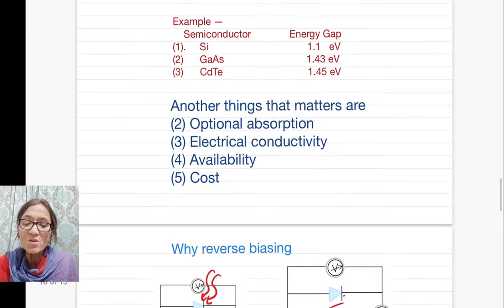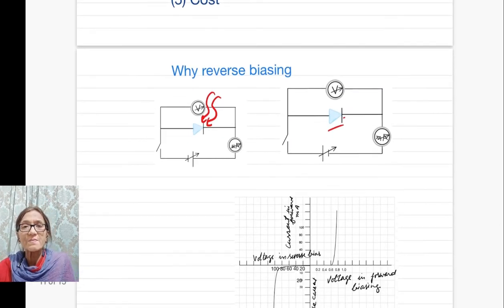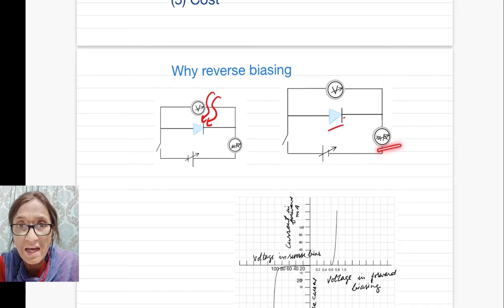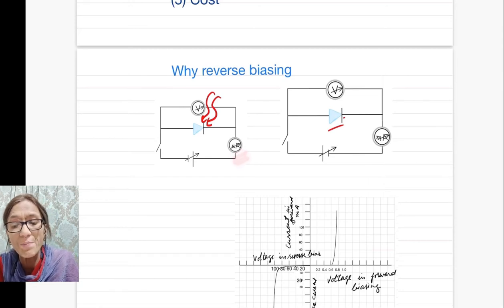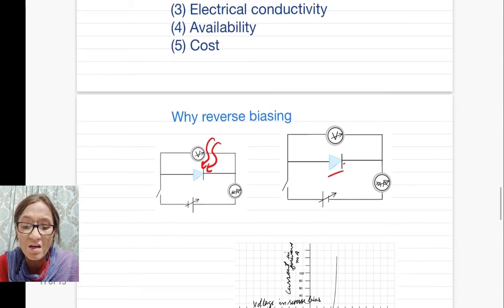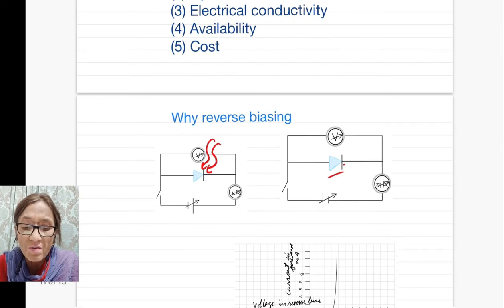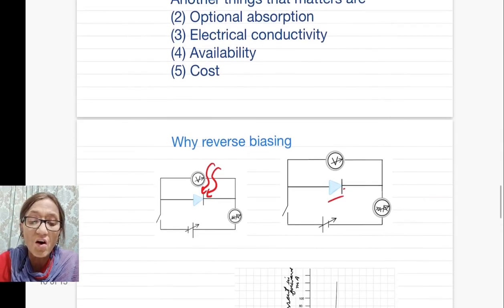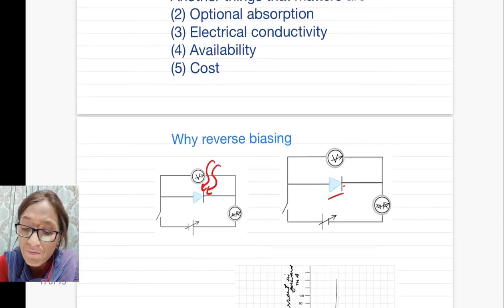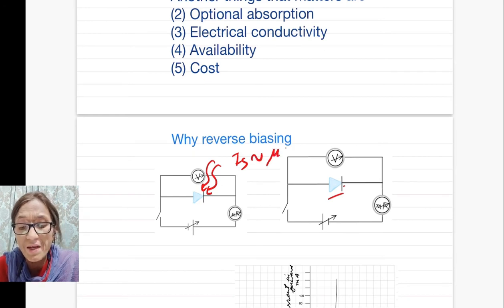Now, the next question is why reverse bias? We know that in forward bias we have current of the order of milliampere. In reverse bias we have current of the order of microampere. Now these EM radiations create short circuit current of the order of microampere. The current generated, I short circuit, due to this radiation is of the order of microampere.